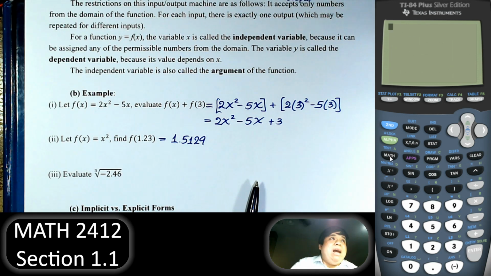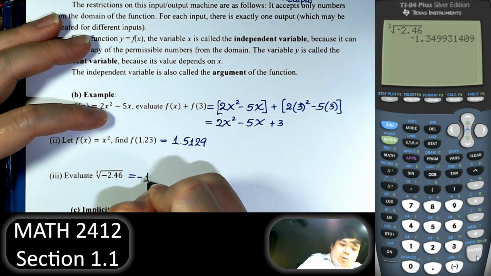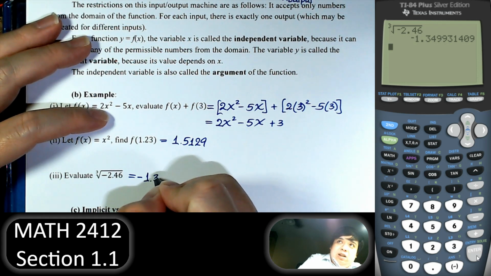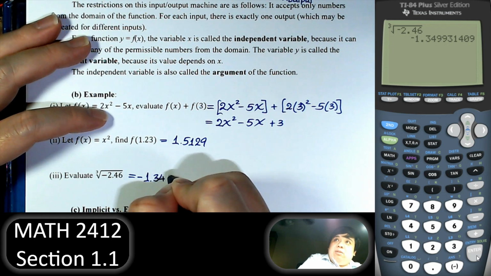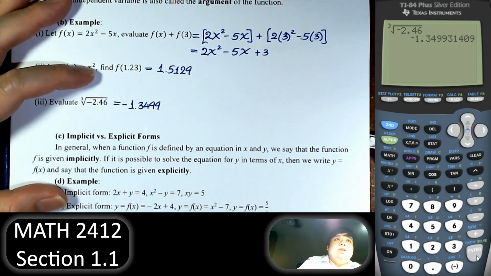So, in math, the cube root is here. If we want any higher root, of course we can go back and change it to 4 if we want to, but yeah, it's 3. Cube root of negative 2.46, and we have negative 1.3499. Yeah, simple enough.